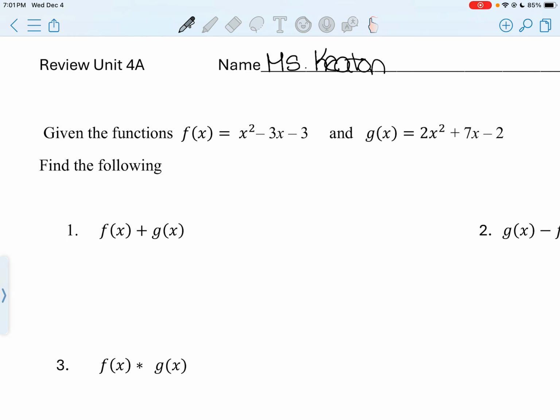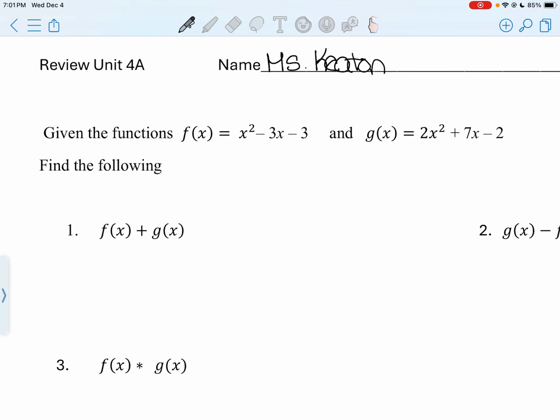So it says, given the functions f of x is equal to x squared minus 3x minus 3, and g of x is equal to 2x squared plus 7x minus 2, find the following, alright? So it says find f of x plus g of x. F of x and g of x is just the name of the equations, the name of the expressions here. F of x is the name of x squared minus 3x minus 3.